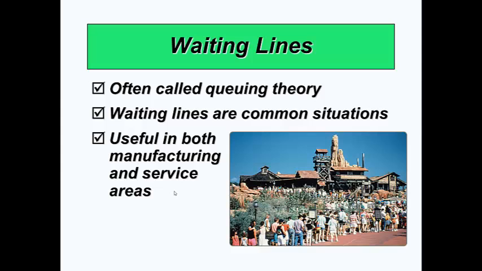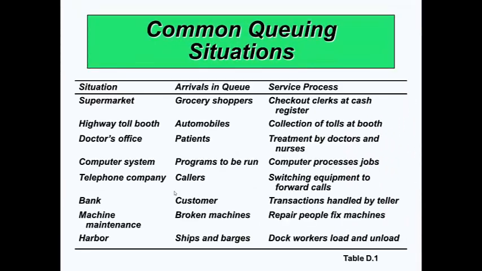And waiting lines are not only the obvious waiting lines as you see in this picture in an amusement park, but it can also be in manufacturing. It can be scheduling jobs on a particular machine or a factory floor. And as you can see here, the book gives you several situations that you would usually encounter.